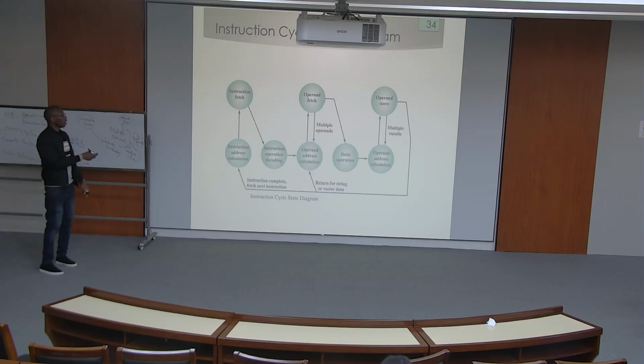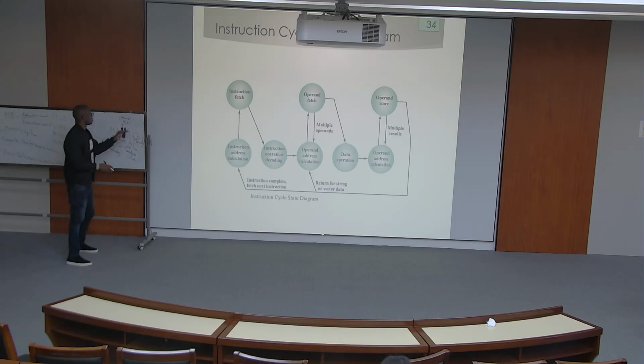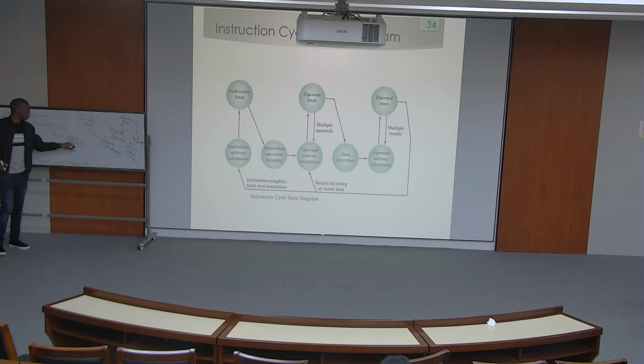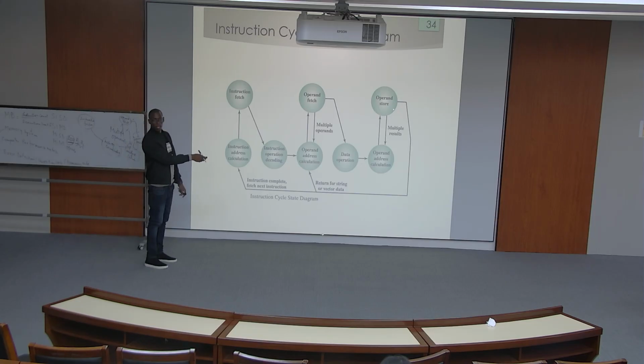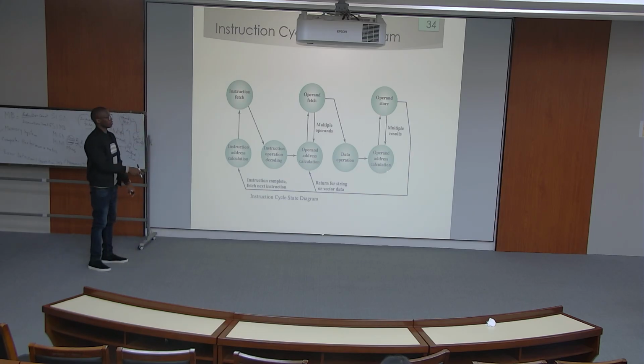All right. Now, after this operand fetch is done, we need to do the data operation. That's where we do the addition of register number 2 to register number 1. Then we need to store the result. If we have multiple operand address calculations, we need to have many results.